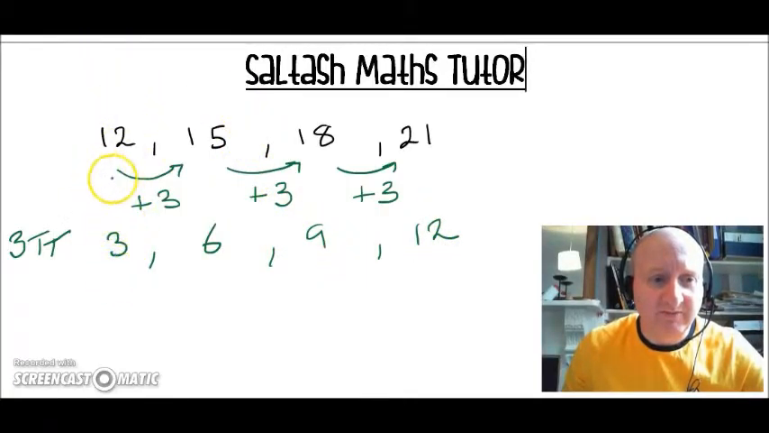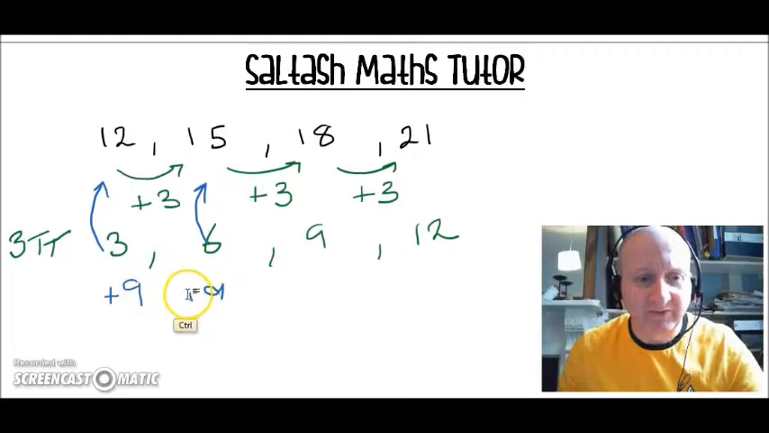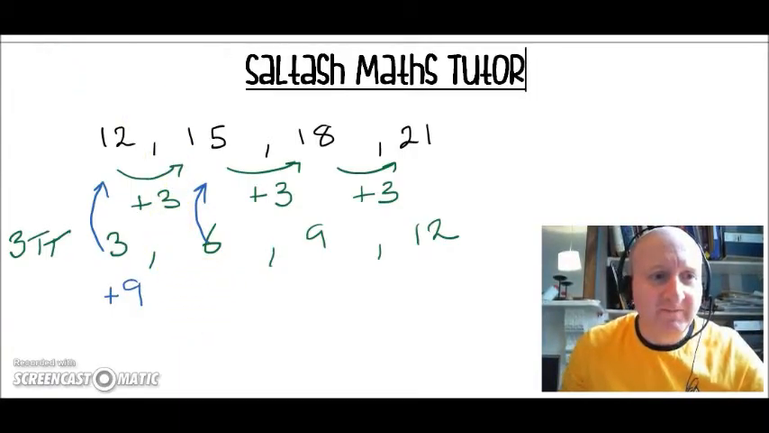What have I had to do to get from 3 to 12? I've had to add 9. What did I have to do to get from 6 to 15? I had to add 9. That's the thing I've had to do. I just had to add 9.